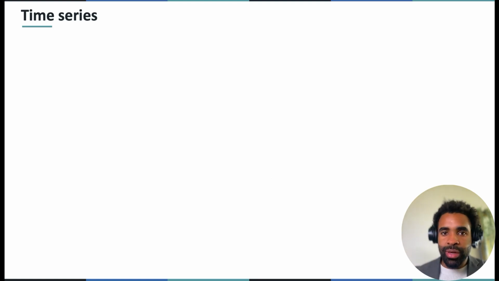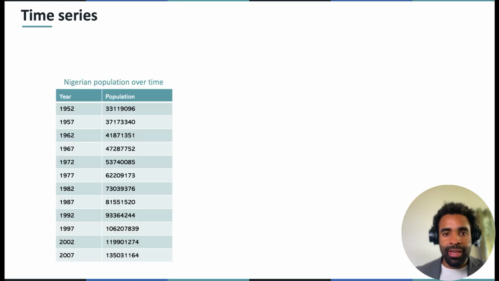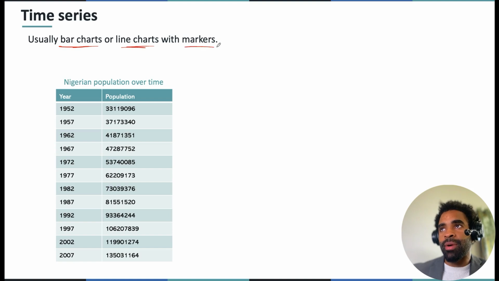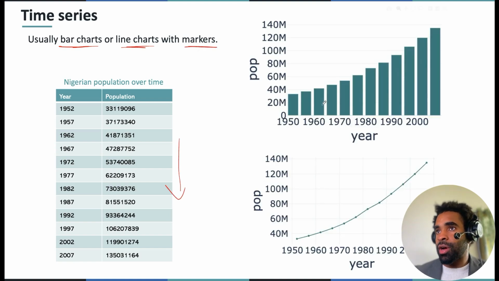One final kind of plot that doesn't fit naturally into this categorization I've created here is a time series plot. So let's quickly talk about those. What's a time series? A time series, it sounds like a fancy phrase, but it's simply some value that changes over time. So as an example, here's the Nigerian population over time. I got this from the Gapminder dataset. And usually we visualize these with just bar charts or line charts that have markers on them. So like I said, 2 common ways are bar charts or line charts with markers.